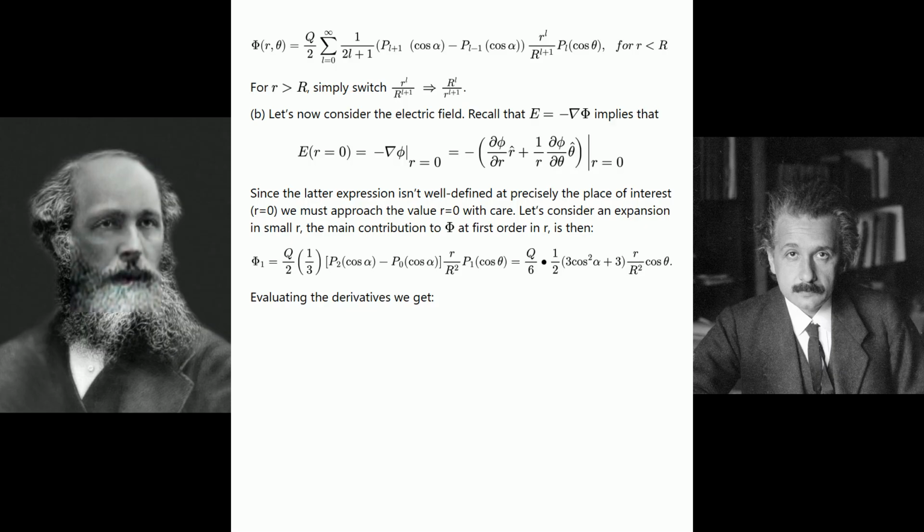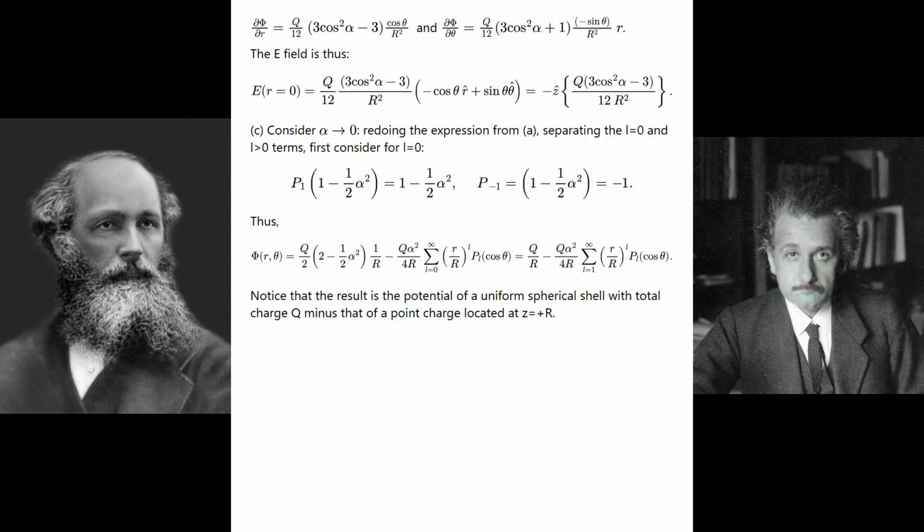The main contribution to phi at first order in r is then, see the equation shown. Evaluating the derivatives, we get the partial derivative of phi with respect to r equals q over 12, 3 the cosine squared of alpha minus 3, the fraction with numerator cosine theta and denominator r squared, and the partial derivative of phi with respect to theta equals q over 12, 3 the cosine squared of alpha plus 1, the fraction with numerator negative the sine of theta, and denominator r squared times r. The field is thus, see the equation.